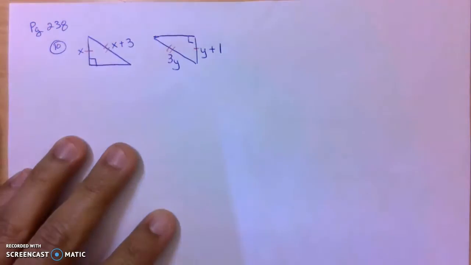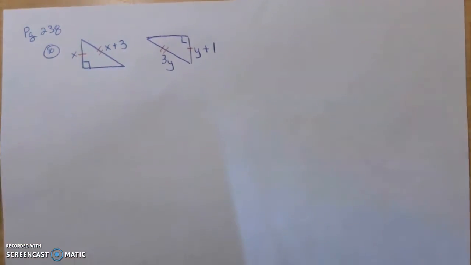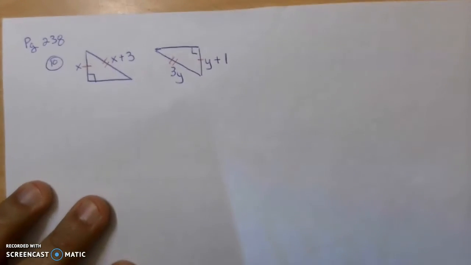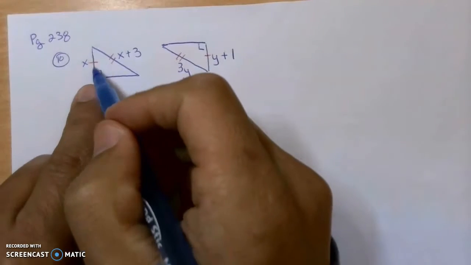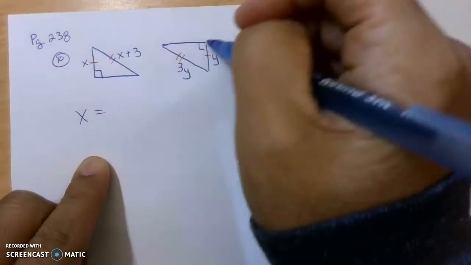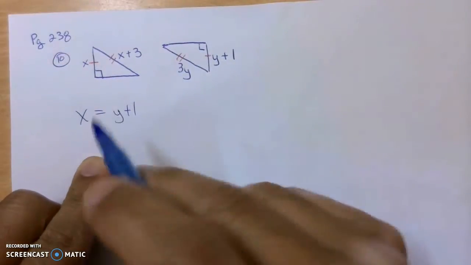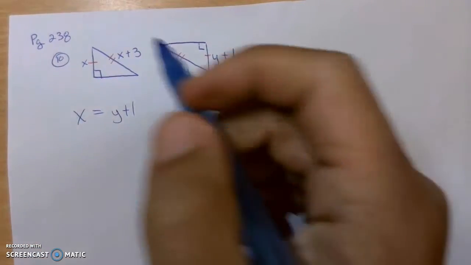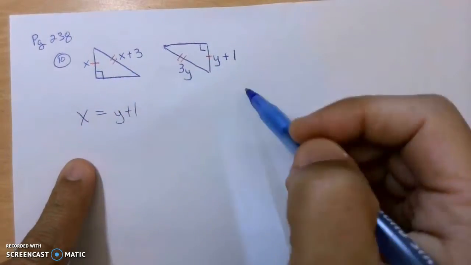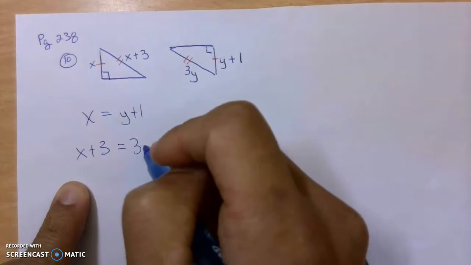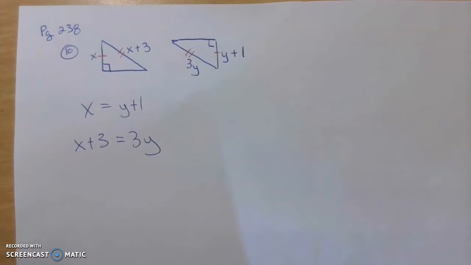And ultimately what this problem becomes is an algebra problem. So let's set up the equations here. First of all, we're going to say this leg, x, is equal to this leg here, y plus 1. And as soon as you have an x and a y, you know you're going to need two equations. And the other equation will be the hypotenuse is equal to the hypotenuse. x plus 3 is equal to 3y. Got to solve for both x and y.